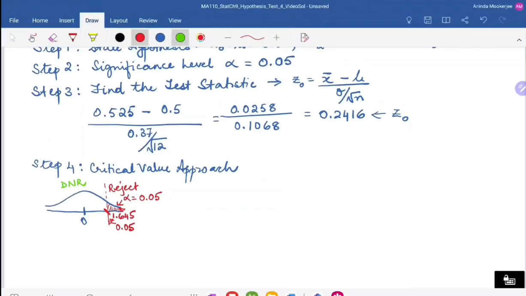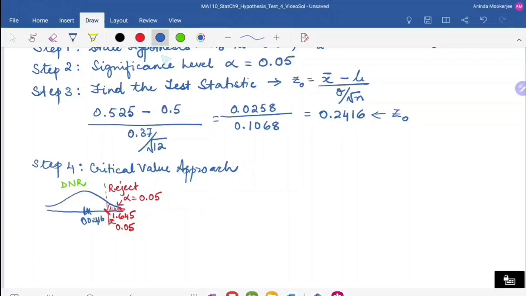So you can just show it on the curve itself. 0.2416 is going to be slightly to the right of the 0 mark, correct? So somewhere here maybe is 0.2416, and we see that falls in the do not reject region, correct? However, you have to write out your explanation behind taking the decision.